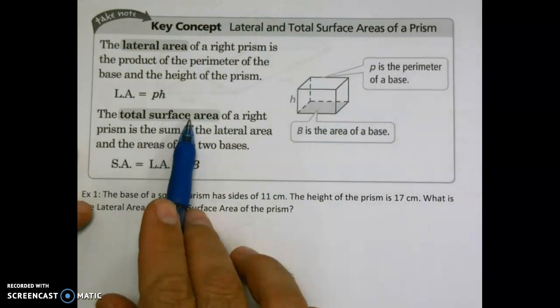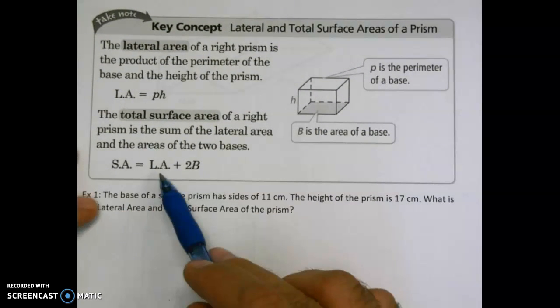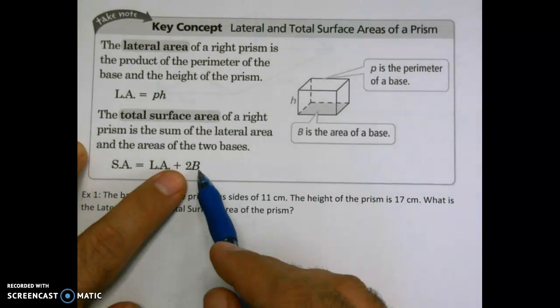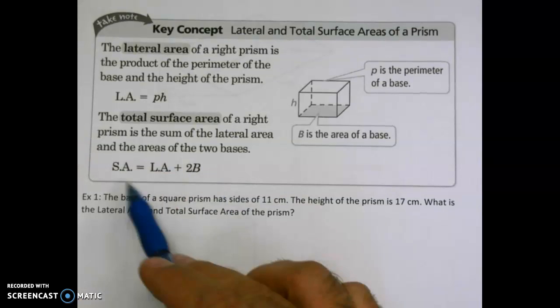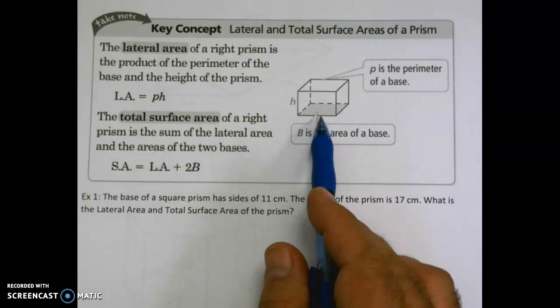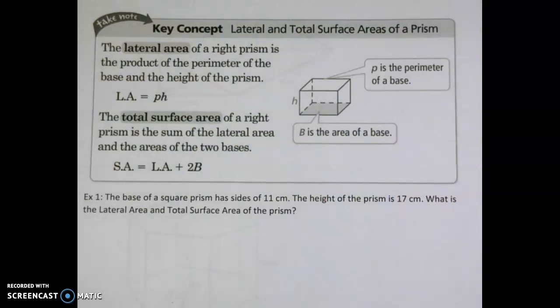The total surface area, if you have the perimeter times the height, that's the lateral area, plus you got a base on top, you got a base on bottom, you have 2B, okay? Now this formula applies for any prism. It doesn't matter if it's a rectangular prism, triangular prism, hexagonal prism, any prism works, okay? So interestingly, we can use this to apply it for any prism. And we don't even have to have a picture.